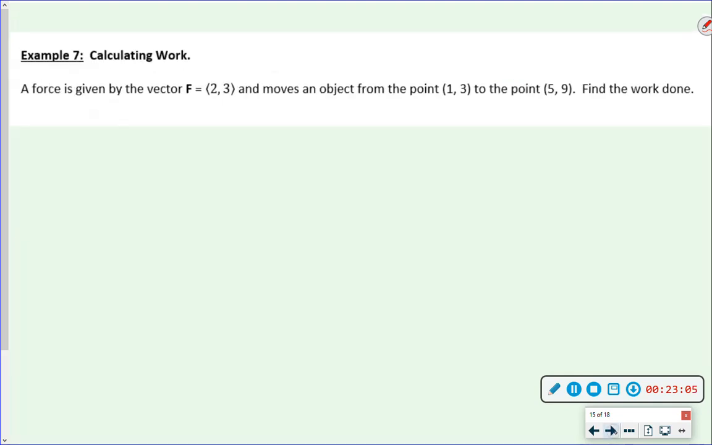Word problems. Here we go. Are we on the last page already? Look at that. Look at that.